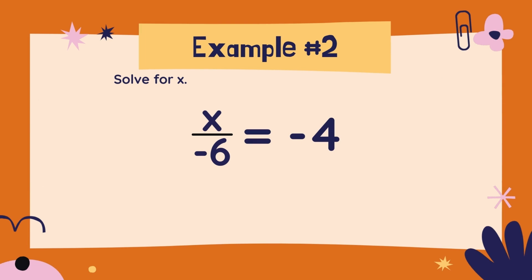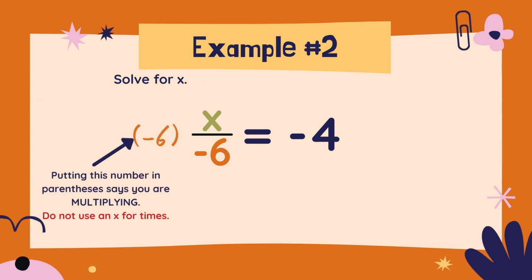Example number 2, solve for x. x divided by -6 equals -4. In order to get x by itself, or isolate the variable, we have to multiply both sides by -6, since it's being divided by -6 right now. So we show multiplying by -6 by putting a -6 in parentheses, and we will write this on both sides of the equation.